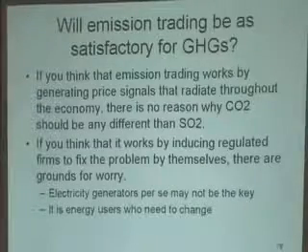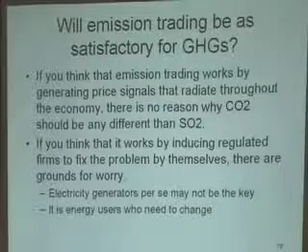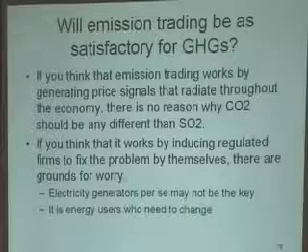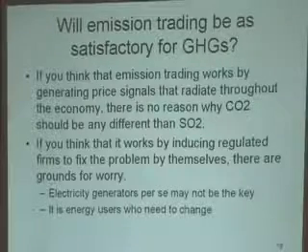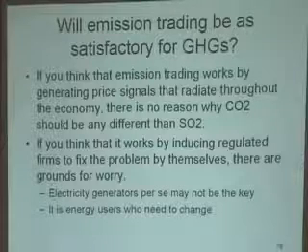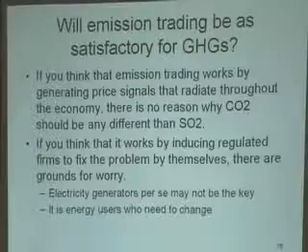Now, if you think that emission trading worked by generating price signals that radiated throughout the economy, well, it sure will radiate price signals, but that's not how it worked. In the past, it worked because the people who were capped for SO2 or NOx had on-the-shelf alternatives that they could turn to. They don't for greenhouse gases. That's the point.